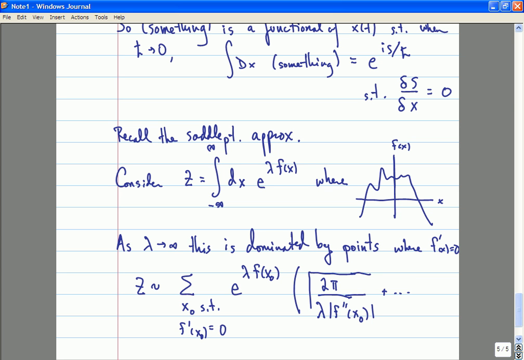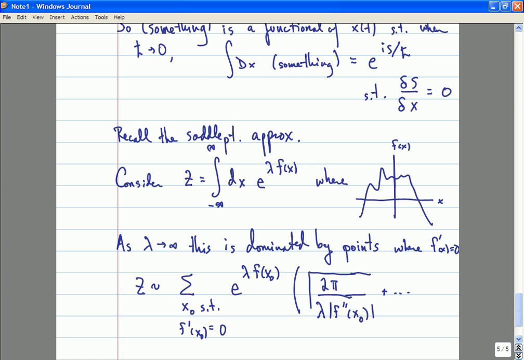Yes? Well, my first thought is that f prime of x naught is also going to be 0 at the local minimum. Yes. So indeed, one also has to be careful about that. They will indeed also contribute, but because they're local minima, the contributions will be smaller. They'll be subdominant. So in the large lambda limit, we really only care about the global maximum of the function.